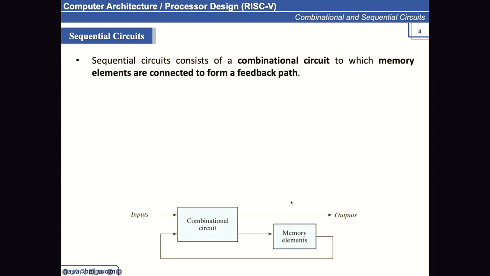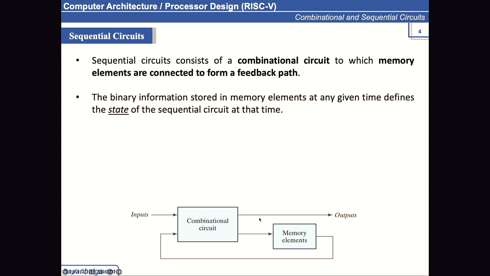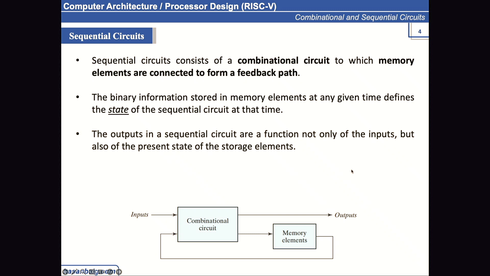So a sequential circuit consists of a combinational circuit and the memory element connected with a feedback loop, because the output of the combinational circuit depends not only on the current input, but also on the past state, which is the feedback coming from the previous state. Okay? So whatever output was produced is stored, and the next output depends on the previous state and the current inputs. This is just a logical diagram for the sequential circuits.